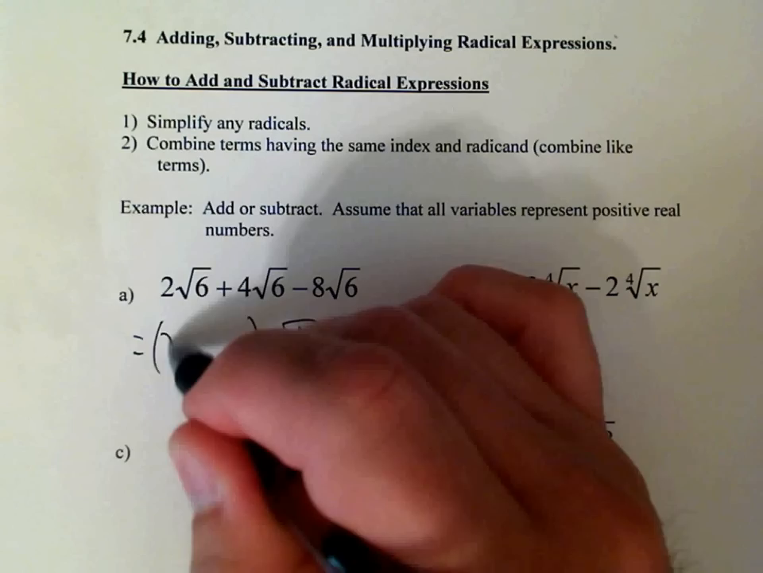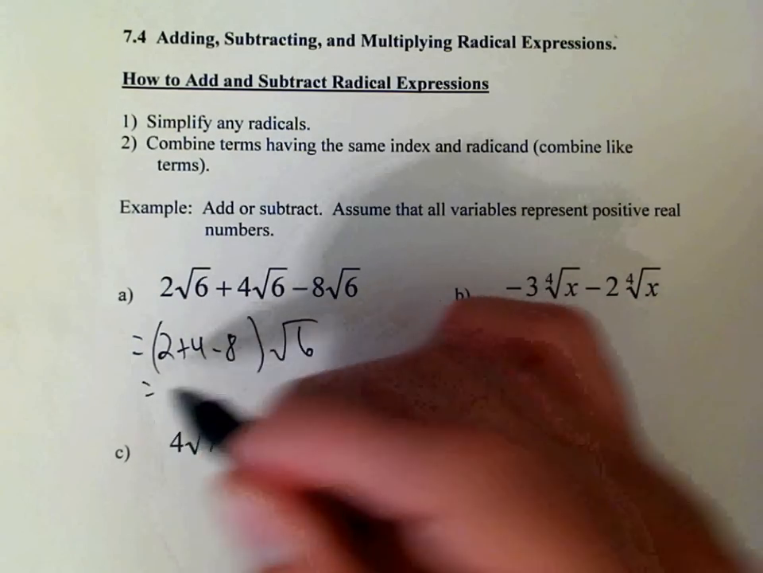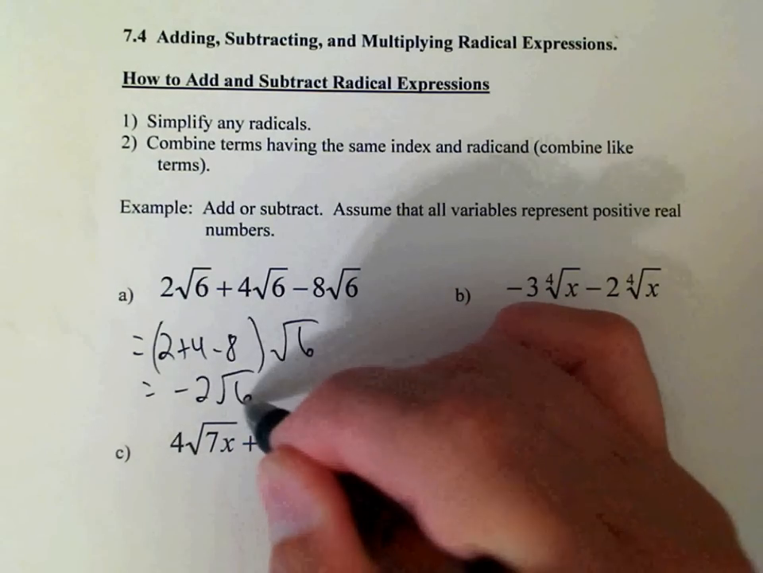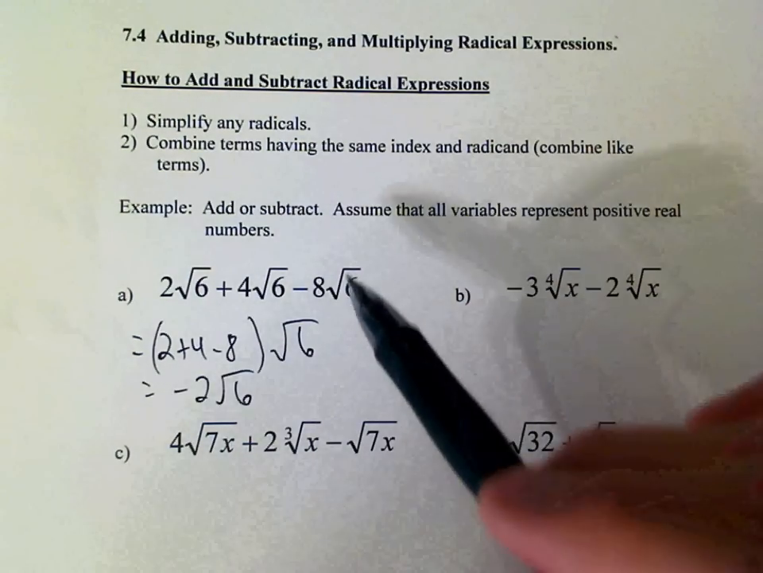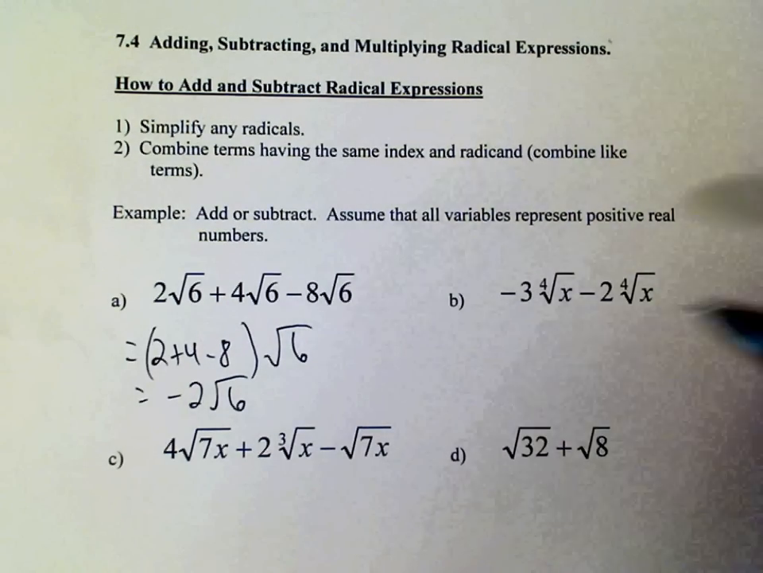See it the same way. You gotta add and subtract the numbers in front, the coefficients. 2 plus 4 minus 8. 2 plus 4 is 6. 6 minus 8 is negative 2, so you get negative 2 square root of 6. Same thing as if it were 2x plus 4x minus 8x. The exact same thing.